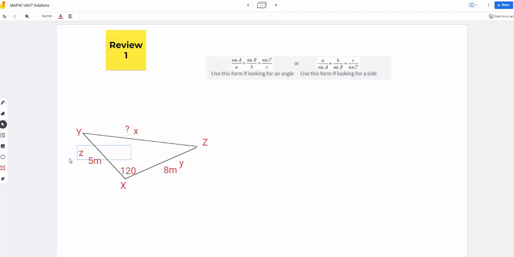Then I'm going to go through my formulas to say, what do I know and what do I want to know? In this case, I want to know x. So I'm going to rewrite this formula. I'm looking for a side. I'm going to rewrite it as x over sine x equals y over sine y equals z over sine z, because I want it to match rather than using a's, b's, and c's. Now I'm looking for the x, so I'll put a little question mark on there. I have big X, I have little y, I have little z.